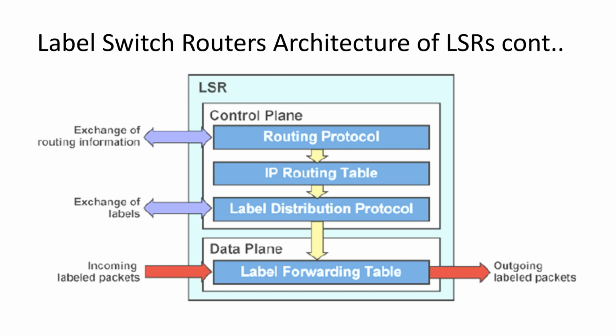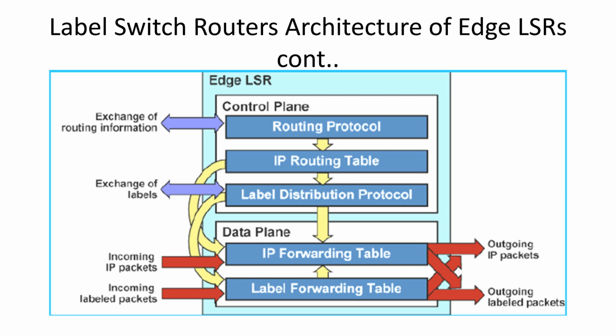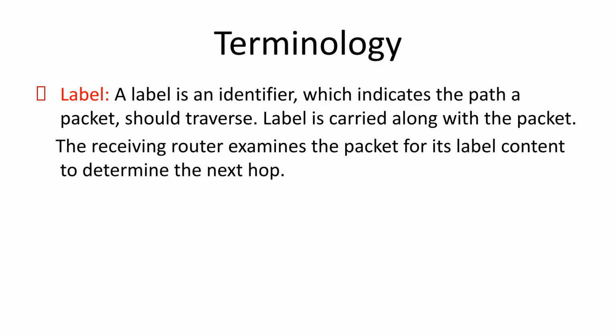This slide further illustrates the architecture of label switch routers. This slide further illustrates the architecture of edge label switching routers. In MPLS terminology, a label is an identifier indicating the path a packet should traverse. It is carried with the packet, and the receiving router examines it to determine the next hop.